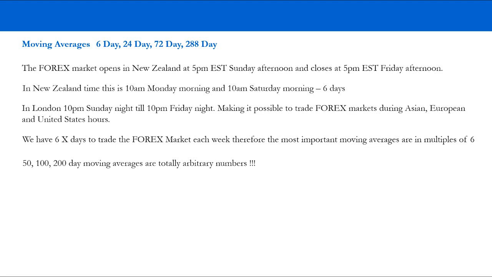So the most important moving averages are actually in multiples of 6. 50, 100, and 200 day moving averages are just totally arbitrary numbers. They just sound good. They don't mean anything. So when we look at 1 week in the Forex markets, we have 6 days. When we look at 1 month, we have 24 days. When we have a look at a quarter, we have 72 days. And when we have a look at a year, we have 288 days.